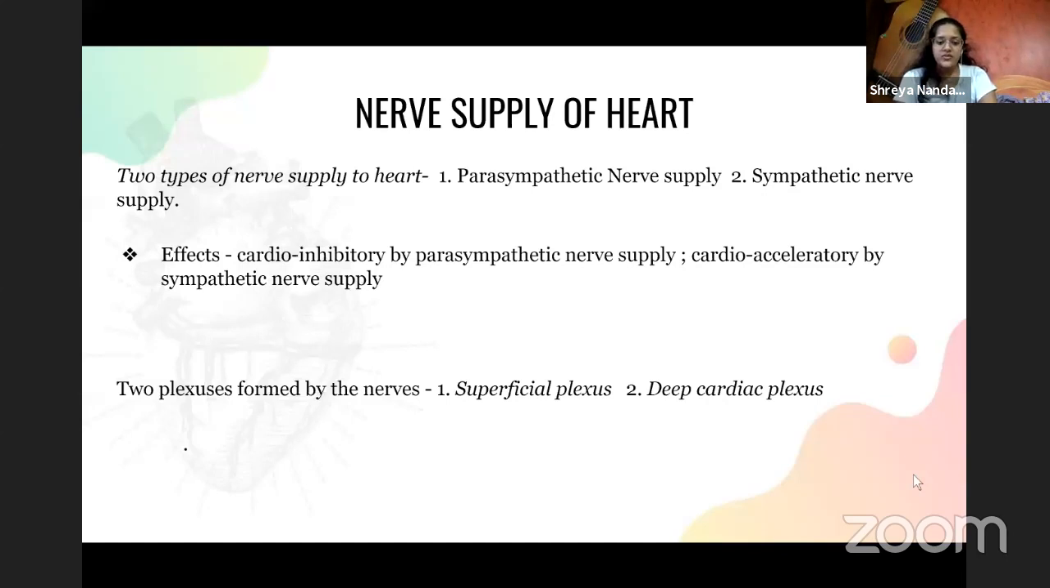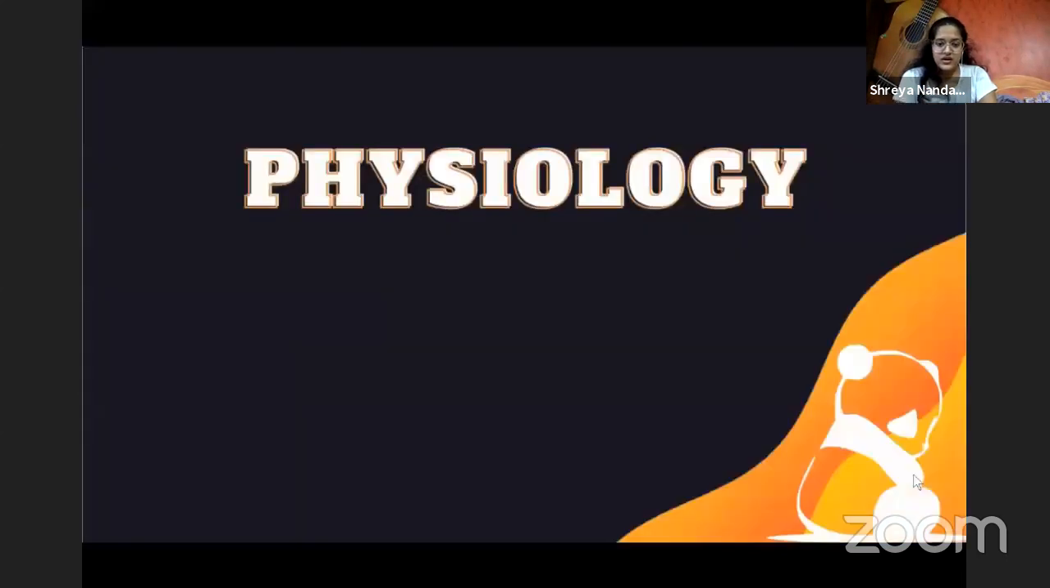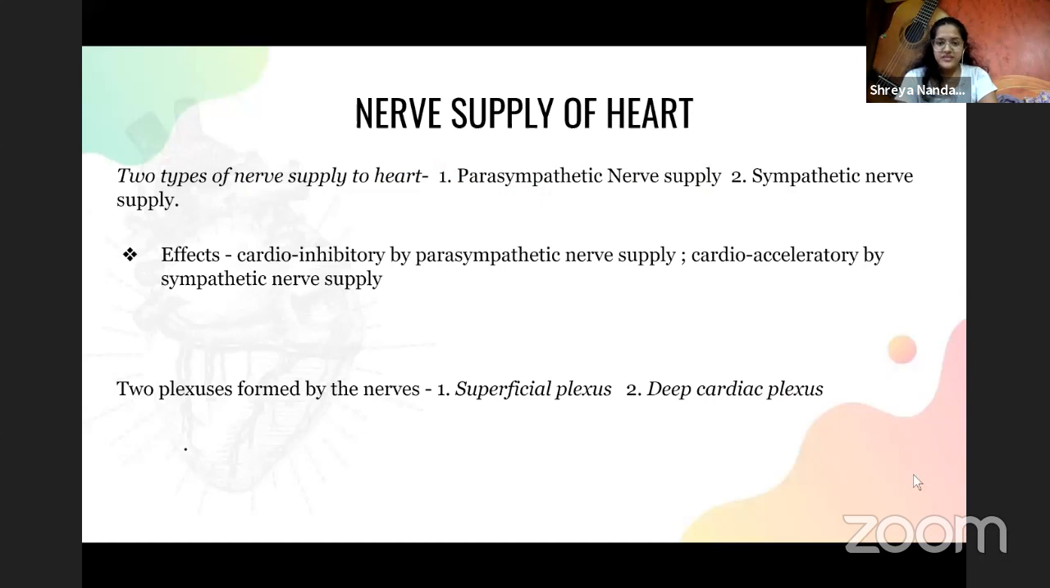So now we're going to talk about the effects. Parasympathetic nerve supply has a cardio-inhibitory effect, which means it slows down the heart rate, whereas sympathetic nerve supply has a cardio-acceleratory effect, which means it increases the heart rate. And there are two plexuses which are formed by the nerves, that is the superficial cardiac plexus and the deep cardiac plexus.